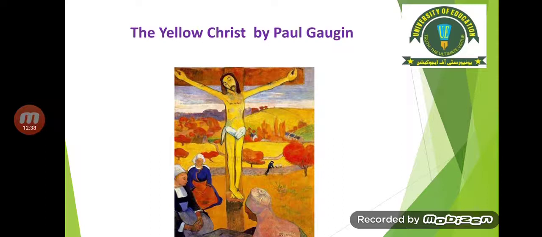sadness and sorrow. गम को दिखाने की कोशिश की गई है through the use of yellow color, and the female figures are shown in their cultural dresses.